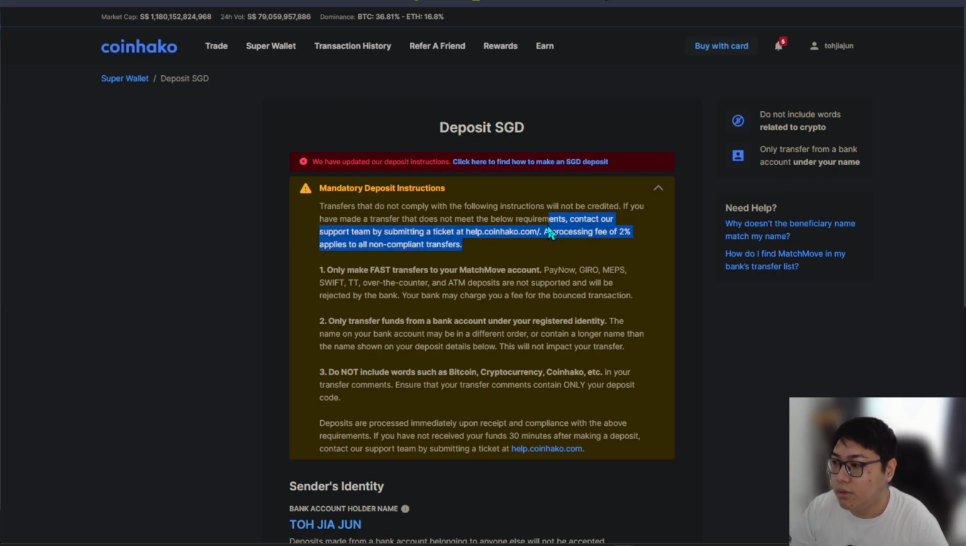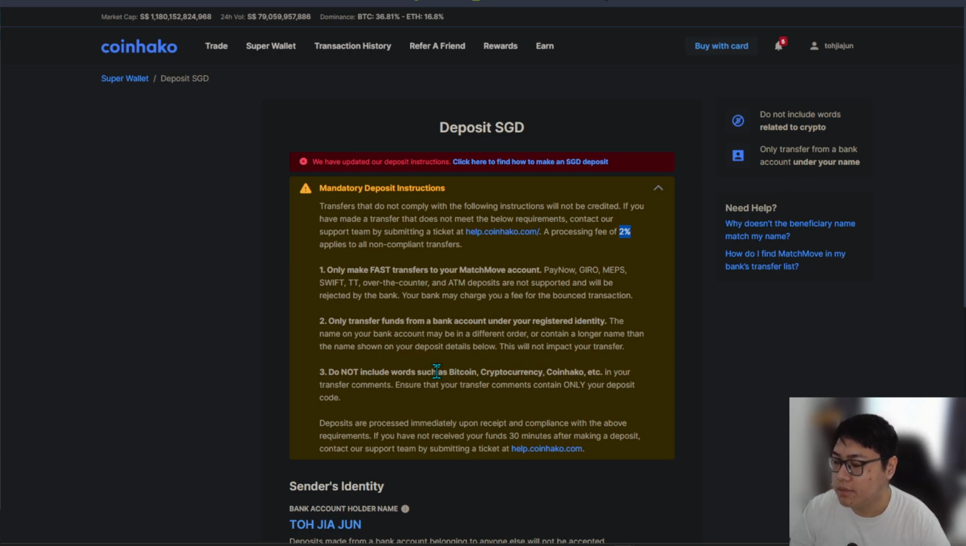And after that, you will need to pay 2% for all non-compliant transfers. So I believe this 2% applies if, let's say, you make a mistake on a transfer. You're going to pay 2% of the full amount. Imagine you send $1 million in and accidentally make a mistake, you're going to pay 2% of that $1 million to rectify the issue, basically to transfer your funds back to you.